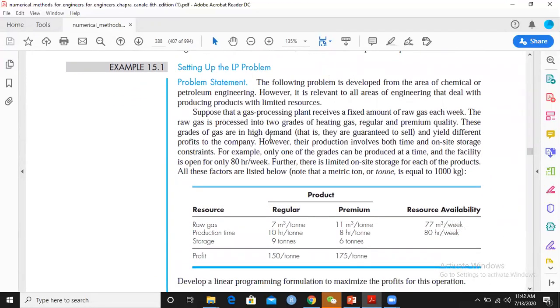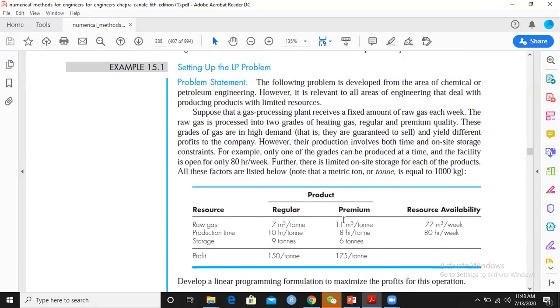Now students, today we will solve this problem using two different methods. So let us first understand the problem statement. The following problem is developed from the area of chemical or petroleum engineering. However, it is relevant to all areas of engineering that deal with producing products with limited resources. The point is limited resources. Okay, so that's why we want to optimize the situation. Okay, so suppose that a gas processing plant receives a fixed amount of raw gas each week. Okay, raw gas. Okay, and then the production, regular, premium, and the resource availability.